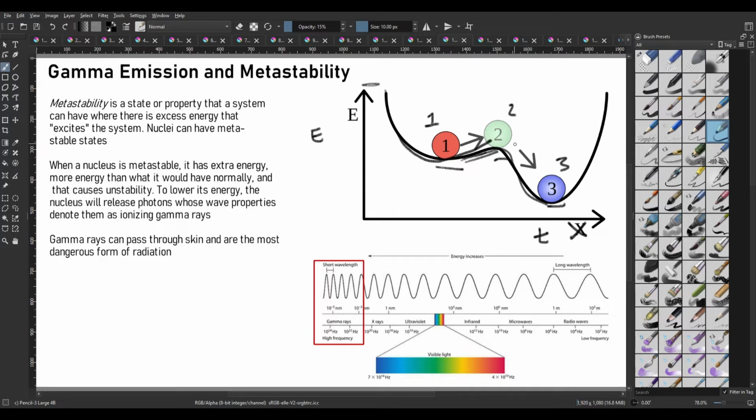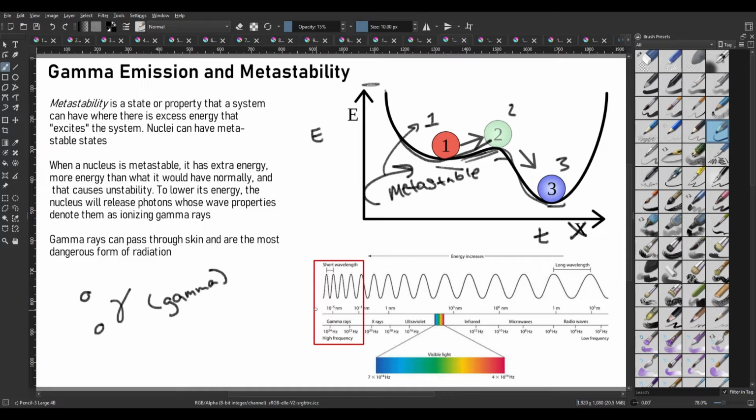So in order to overcome this barrier, that system has to lower its energy somehow. And in the instance of a metastable nucleus, and this one is in a metastable state, has metastability applied to it right here, it has to release some sort of energy. And in a nucleus that's metastable, that's going to look like the emission of a gamma photon, or gamma photons. So remember 0, 0, and then this is just energy.